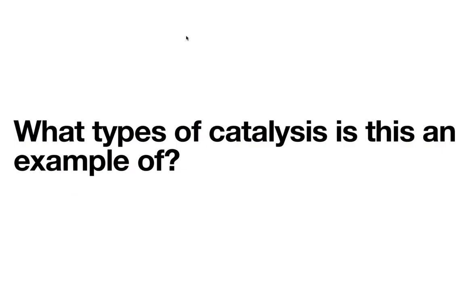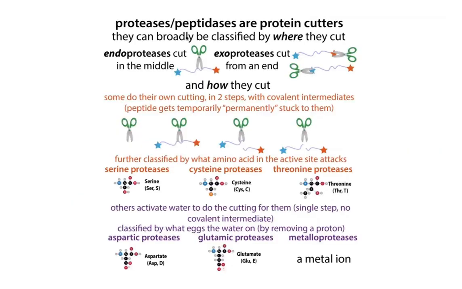So what types of catalysis was that an example of? That was an example of acid-base catalysis. That was an example of proximity catalysis or entropy reduction. Not a metal catalysis because we didn't have any metals involved, but it was a covalent catalysis because we were forming that covalent intermediate. So we saw that different enzymes could catalyze the same overall reaction in different ways.